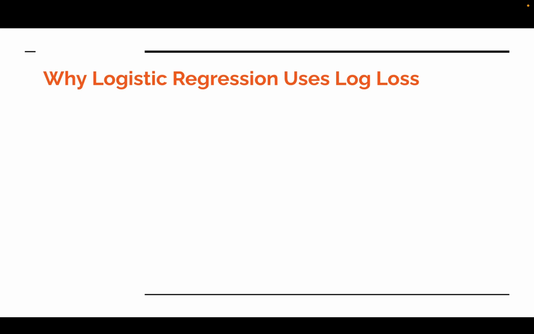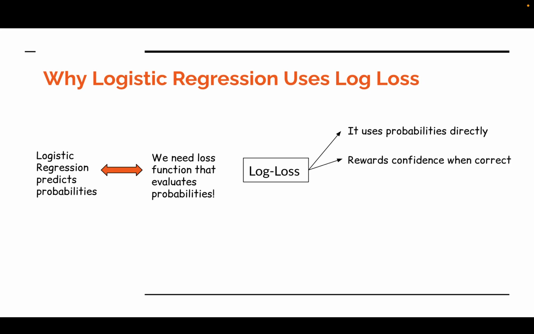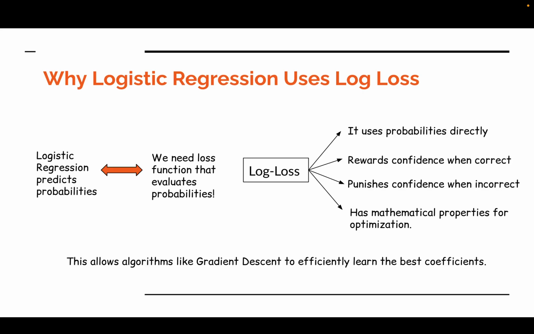So why does logistic regression use log loss? We know that logistic regression predicts probabilities and we need a loss function such that we can evaluate these probabilities. So log loss directly works with probabilities. It rewards the confidence when it is correct, it punishes the confidence when it is incorrect, and it also has the mathematical properties for optimization, which is basically used for gradient descent to efficiently learn the best coefficients.